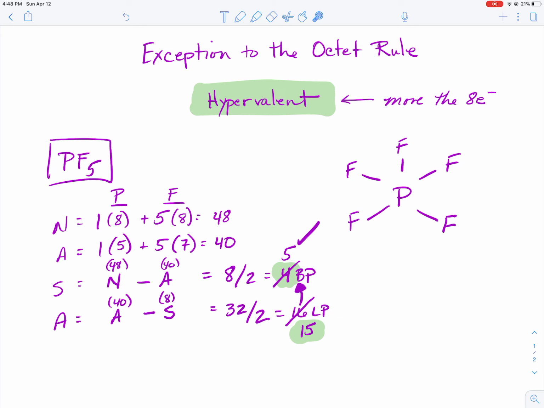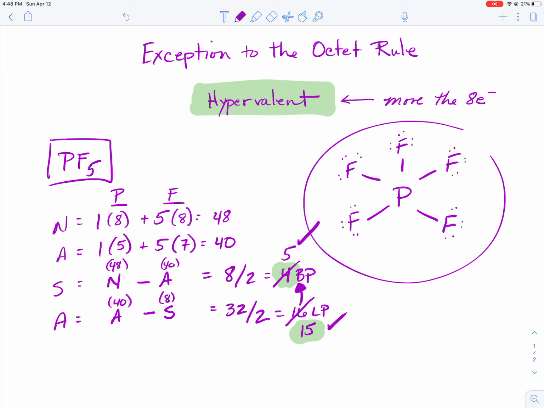So we just go to the rest of the atoms and start to fill their octets. It turns out each one of the fluorines needs 6 more electrons, or 3 lone pairs, and that'll total up to 15 lone pairs. And we will have finished our Lewis dot structure of PF5. And that is it. So we check that off. So this is one of the second exceptions to the octet rule.